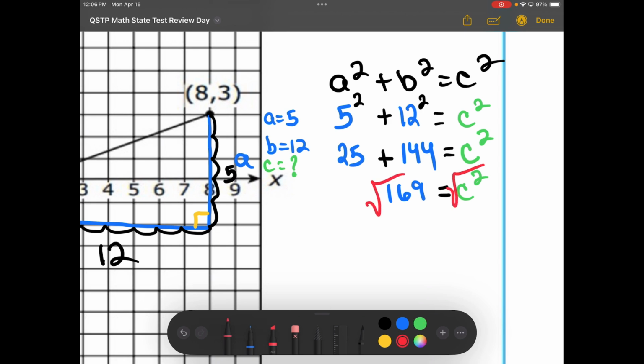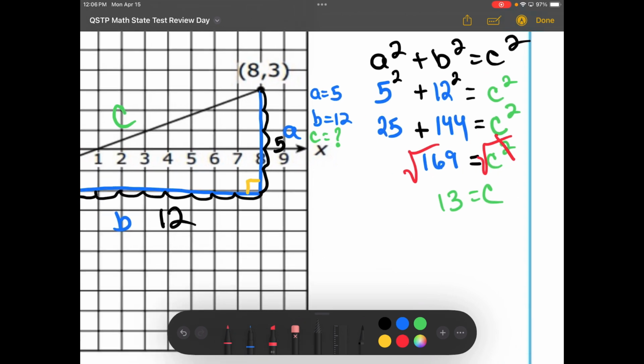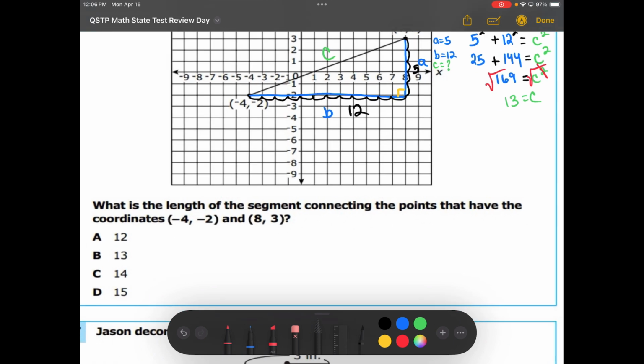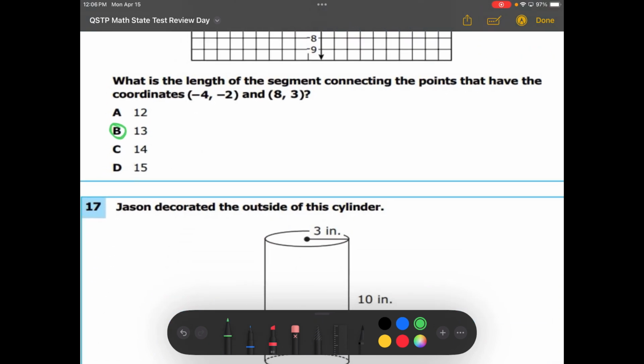What you do to one side, you have to do to the other. What is the square root of 169? 13. Where, A, B, C, or D? B, good job. Let's do number 17.